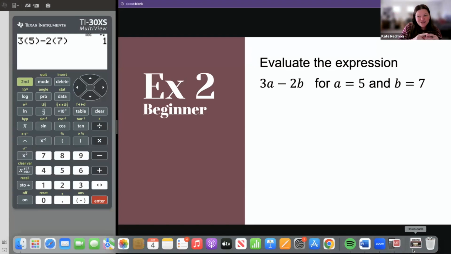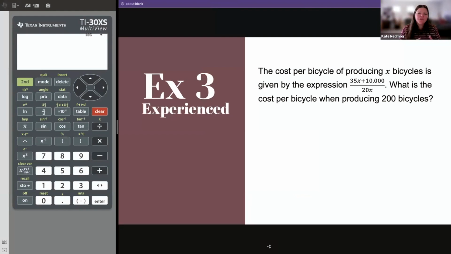But experienced level students, let's look at some tricky ways that this can show up and see that it's just basically the same skill. It says the cost per bicycle of producing X bicycles is given by the expression, the quantity of 35X plus 10,000, and I want to say the quantity because that fraction bar is under that whole thing, divided by 20X. What is the cost per bicycle when producing 200 bicycles?